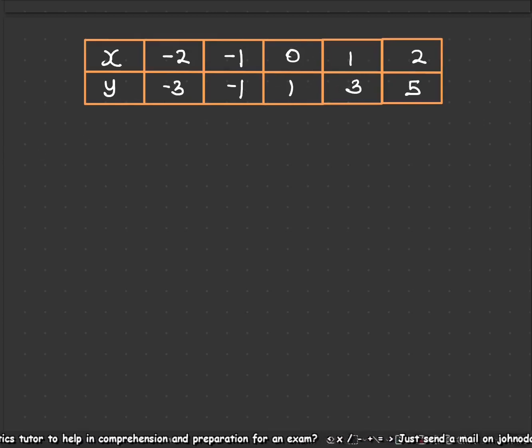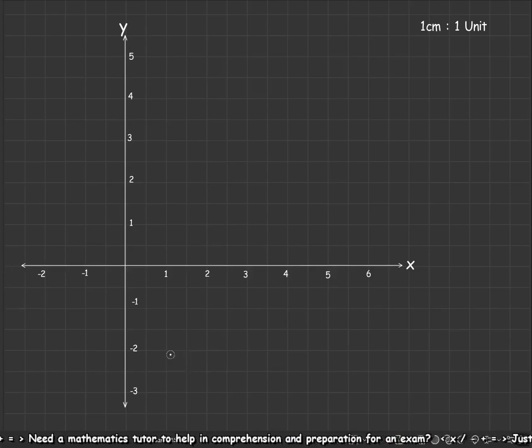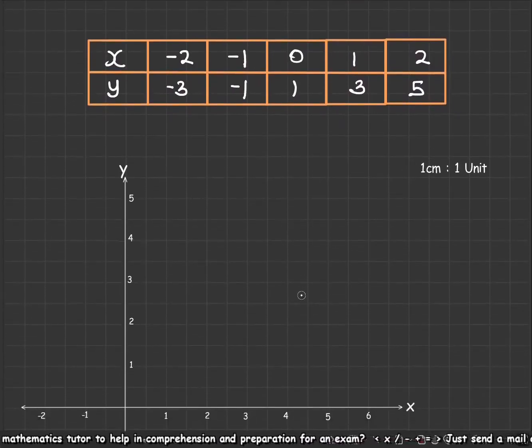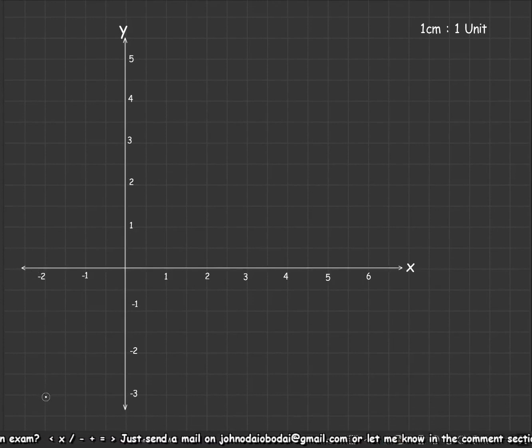So let's go to our graph, get our Cartesian plane, and begin plotting our values. Looking at how I have done my Cartesian plane, I don't need a lot of negative values, so there's no need to extend the negatives. For our first point, we had -2, -3. So x is -2 and y is -3, and they intersect here. This is my first point.